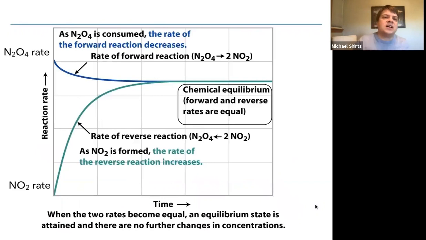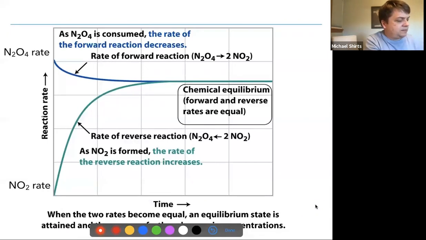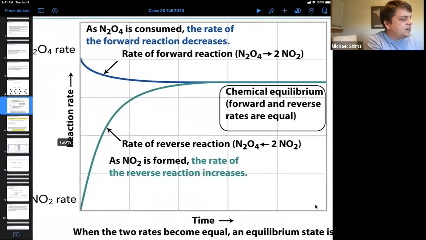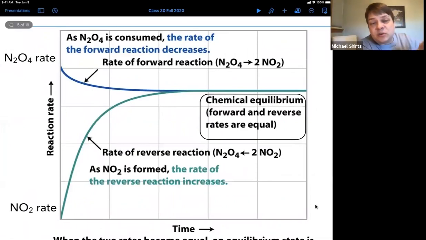Okay, so let's look at what would happen over time. Up here is the N2O4 rate. Initially, let's say we start with just N2O4. So for the rate of the forward reaction, there's a relatively large consumption of N2O4 at the beginning because the reaction has just started. But as N2O4 is consumed, the rate of the forward reaction decreases. There's less N2O4, and therefore you get a slower rate going forward.